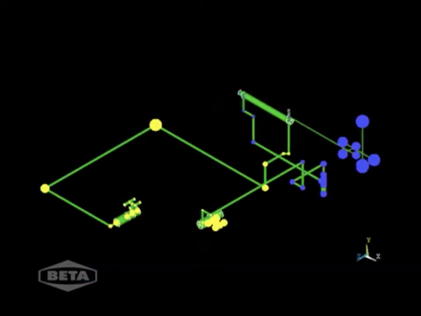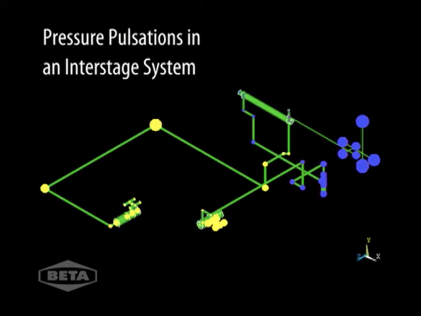Here is an example to illustrate pressure pulsations in an interstage system, from discharge through the cooler and back to suction for the next stage. The pulsations are indicated by color pressure points. Yellow represents positive pressures, and 180 degrees later the pressure is reversed as shown in blue. These pressure pulsations are occurring at many times per second.